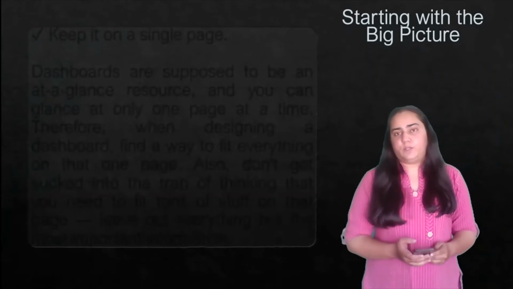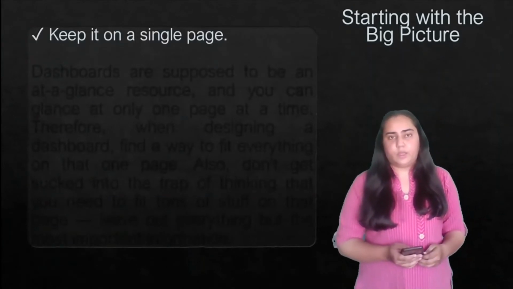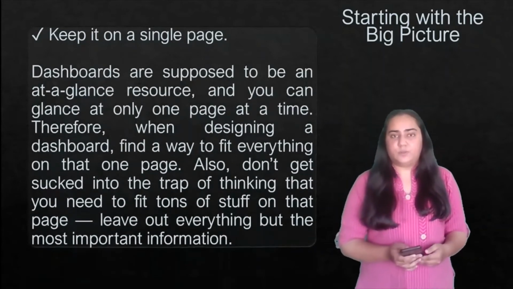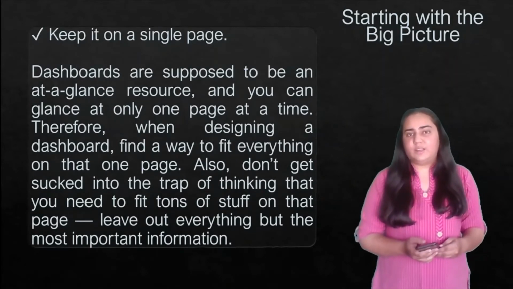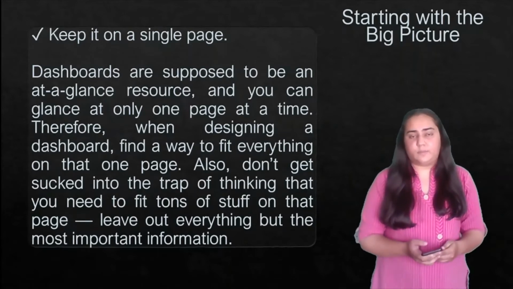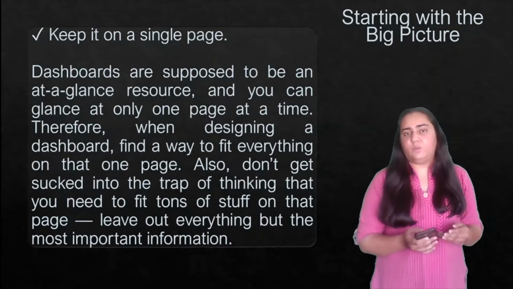The next part we are going to look at is to start with the big picture while creating a dashboard. So this means you should keep your dashboard on a single page. Dashboards are supposed to be an at-a-glance resource, and you can glance at only one page at a time. You cannot glance at two pages at a time. So therefore, when designing a dashboard, find a way to fit everything on that one page.